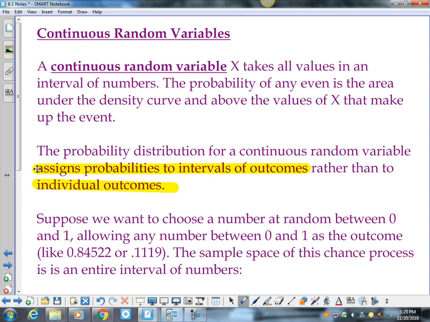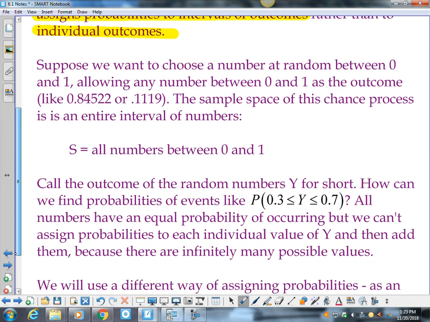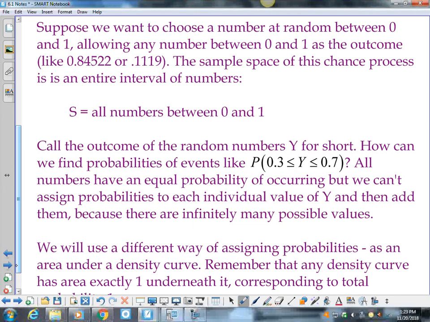Suppose we want to choose a number at random between 0 and 1, allowing any number between 0 and 1 as the outcome. The sample space of this chance process is an entire interval of numbers. Can you sit here and write every single individual number that's in your sample space? No, literally these decimals go on forever. So I write my sample space as all the numbers between 0 and 1.